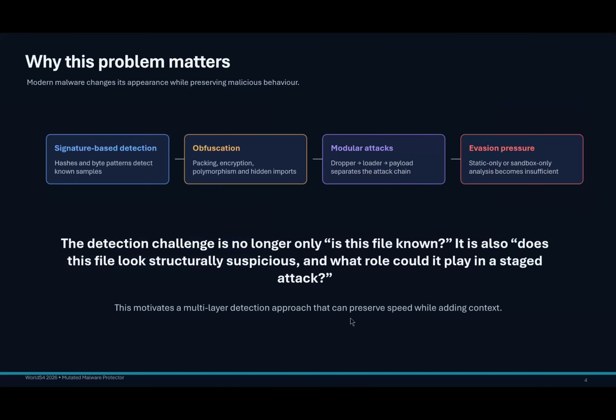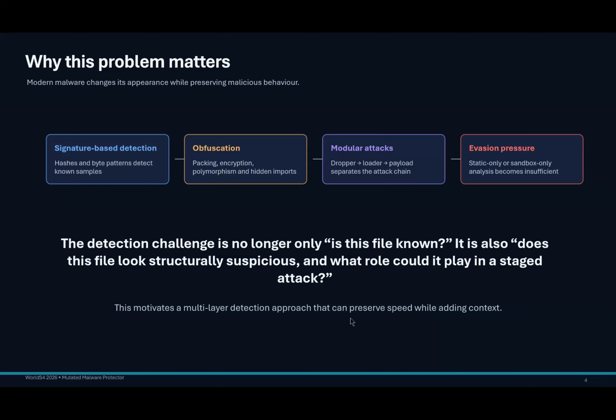Why is this problem important? If we compare the past to the present, the evolution of malware has made significant changes over the past decades. Traditional signature-based detection is well known for detecting malware by comparing hashes and byte patterns with samples. But when we try to detect modern malware that employs packing, encryption, polymorphism, and hidden imports, they fail.